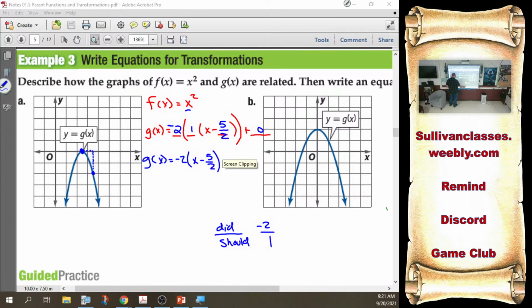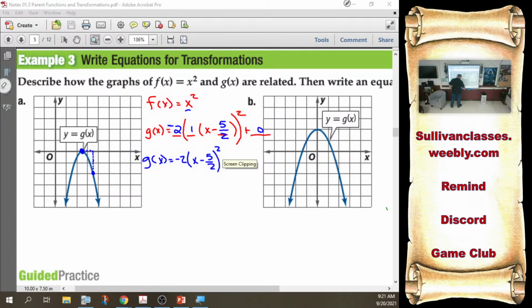Don't forget, someone could have called me on it, you're squared. Don't forget you're squared. It really sucks when you do everything right and then you get 4 out of 5 on that particular problem because you missed the exponent. Okay.